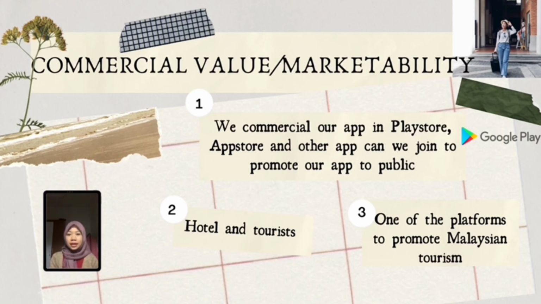And lastly, hotel.co is one of the platforms to promote Malaysian tourism. This application is one of the applications that can promote tourism in Malaysia. For tourists and visitors in the country, online platforms help facilitate vacation planning. Therefore, digital tourism in the country is a necessity for the sustainability of the country's tourism industry.